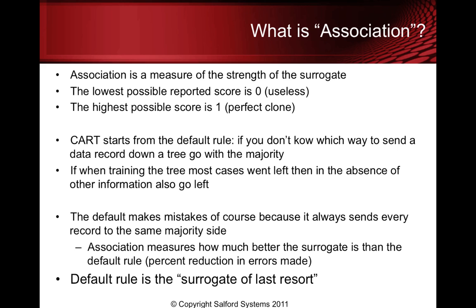A surrogate is a variable that by definition does better than the default rule. If nothing can do better than the default rule, then we're going to have no surrogates. And we measure the degree to which the surrogate does better than the default rule by the percent reduction in the number of mistakes that are made. So if we had a split that was 60-40, and therefore we send everything to the left, we're going to make mistakes 40% of the time. That 40% of the time when we should have gone right, but of course we didn't know how to make that distinction. If a surrogate allows us to reduce that error rate from 40% to 30%, then we're going to see that as a 25% reduction in the error rate, and therefore we're going to get an association measure of 25%.